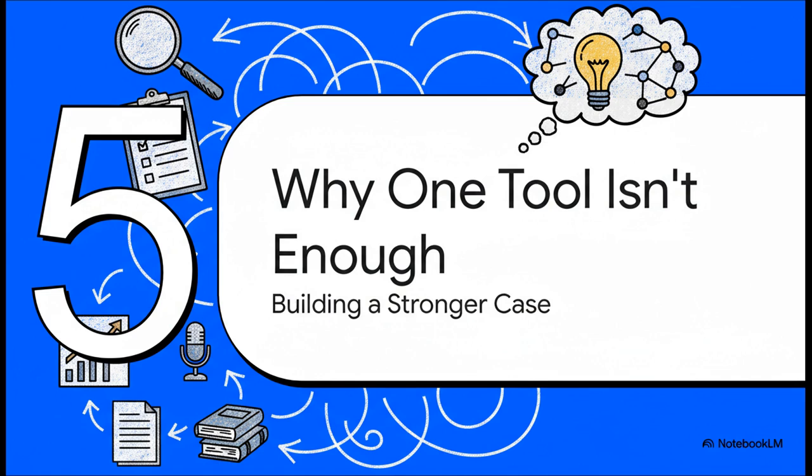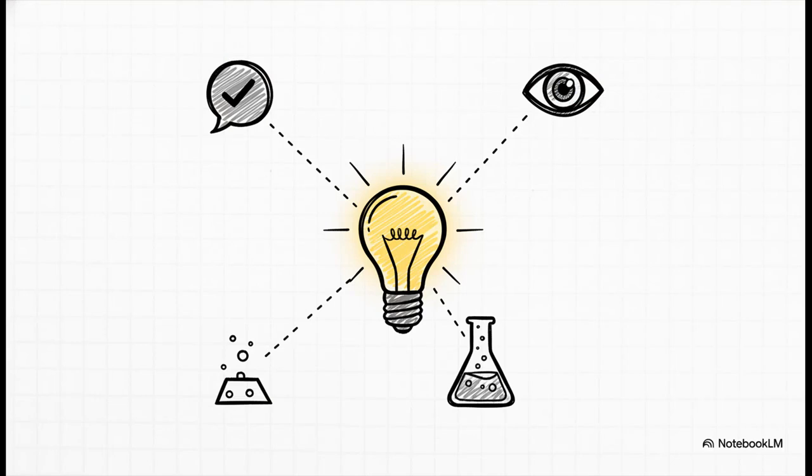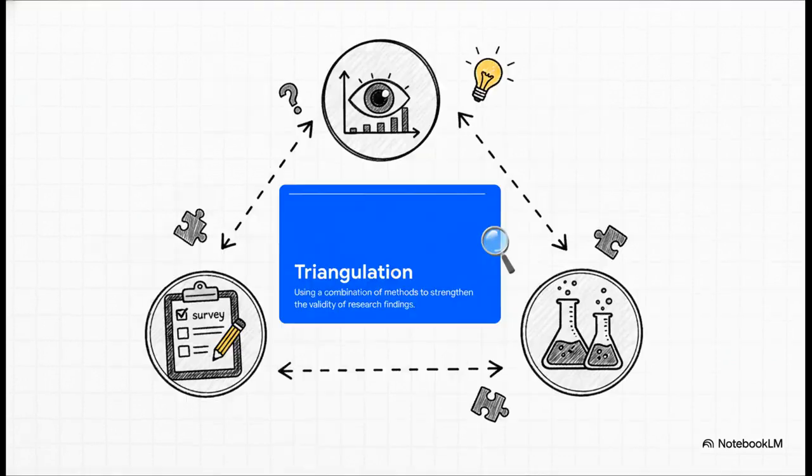Well, they don't just pick one tool from the box. They use several. And there's a great name for this expert strategy. It's called triangulation. The whole idea is that by looking at a problem from multiple angles, using different tools, you can get a much clearer, much more accurate picture of what's actually going on. Think of it this way. A survey gives you really broad but kind of shallow data.